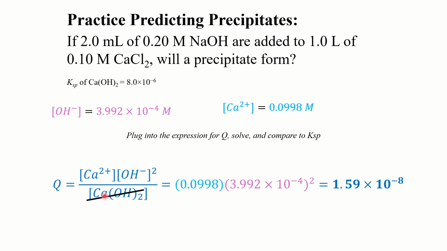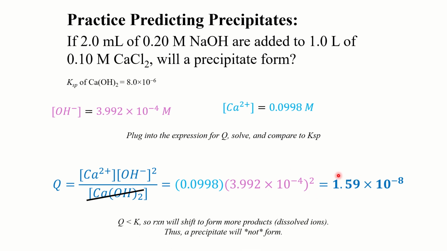So again, remembering the solid on the bottom is ignored. Our calcium ion concentration is 0.0998. Our hydroxide ion concentration is 3.992 times 10 to the negative 4th. Don't forget to square the hydroxide ion concentration. This gives you a Q value of 1.59 times 10 to the negative 8th.